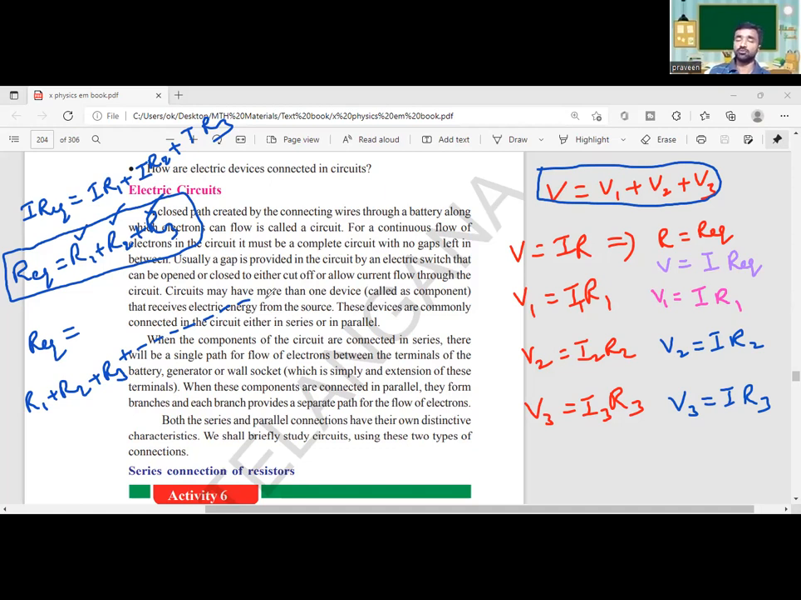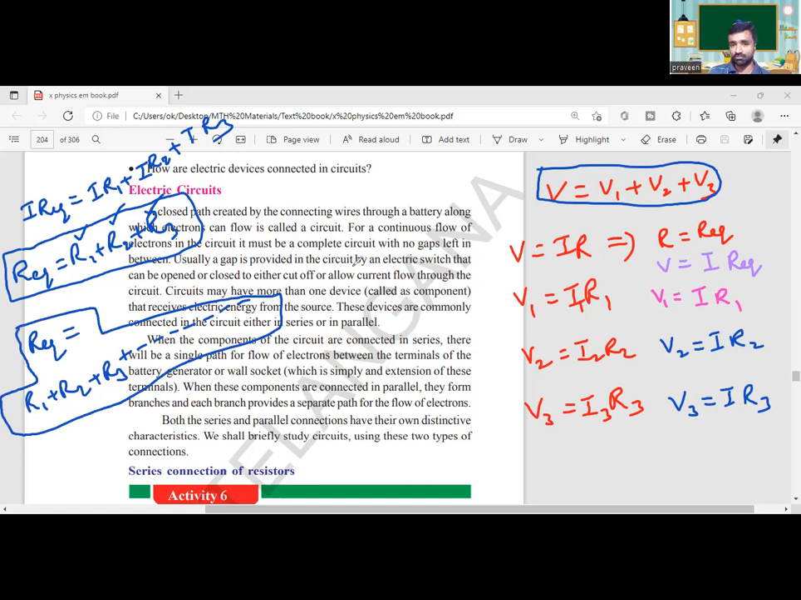Not only bulbs are called resistors; any consumer that uses electrical energy to work is one. For example, a bulb works by using electrical energy, a fan works by using electrical energy, and electric heaters work by using electrical energy. They are all called resistors here. The consumers are known as resistors. So this is the formula I am going to use when the resistors are connected in series combination.